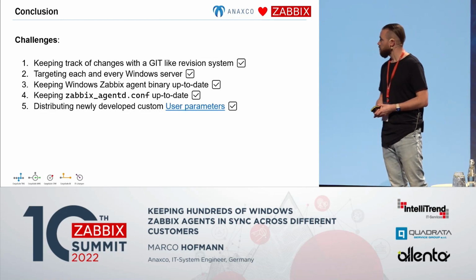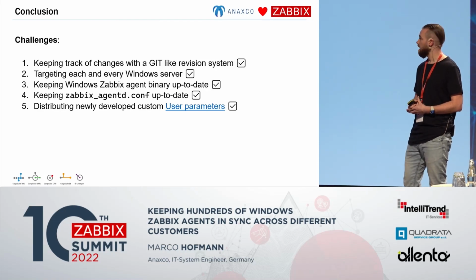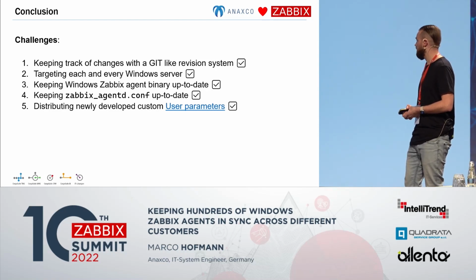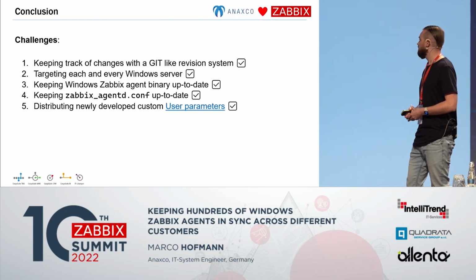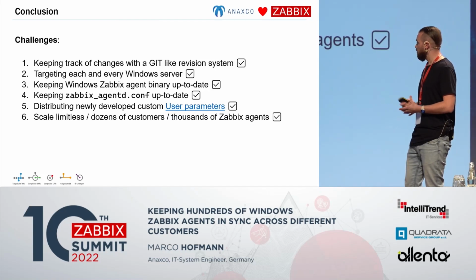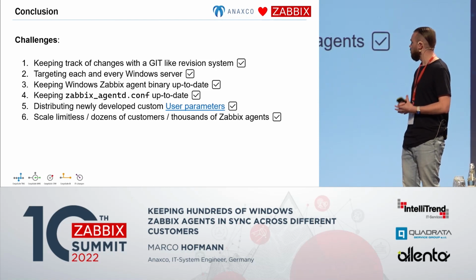The challenges 3, 4, and 5 have been solved by using the agent auto-update exe, which will keep our Zabbix agent binary file up to date, and we keep our Zabbix agent configuration file up to date. And we are also now able to distribute newly developed custom user parameters. And finally, we want to be able to scale limitless. And to be honest, I don't know if it's really limitless, but I haven't been able to hit any limits, and I don't expect to hit any limits. And so far, this is working very well for us.